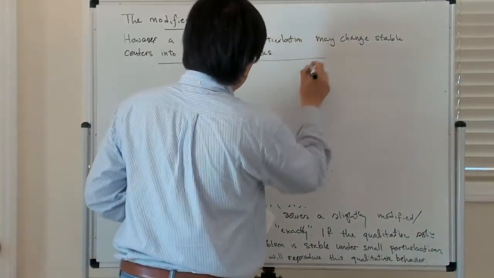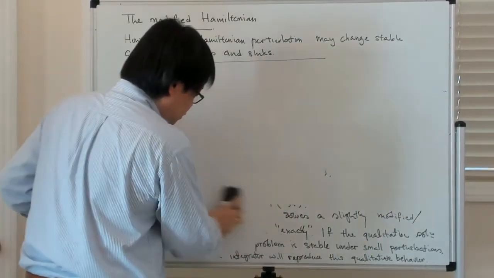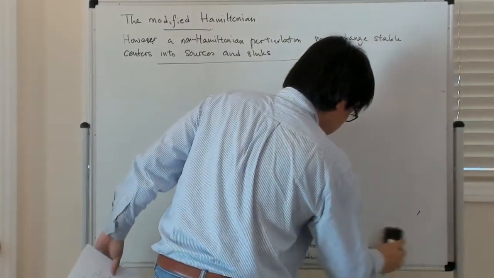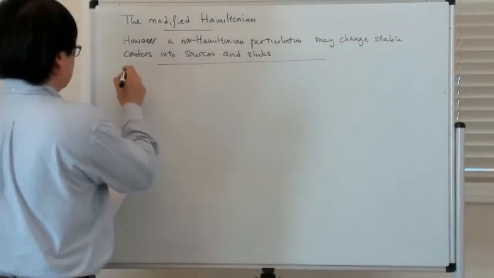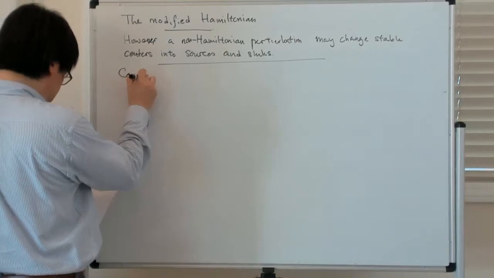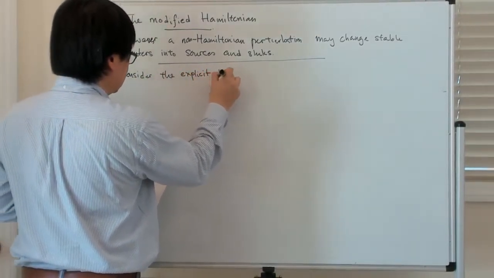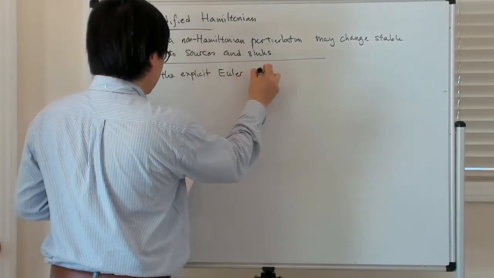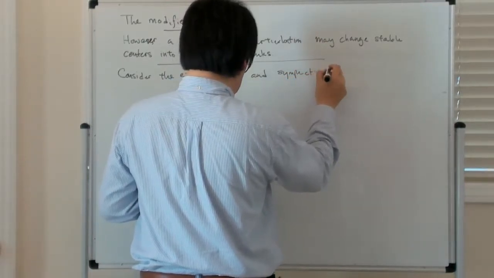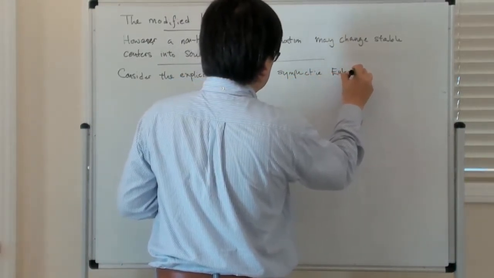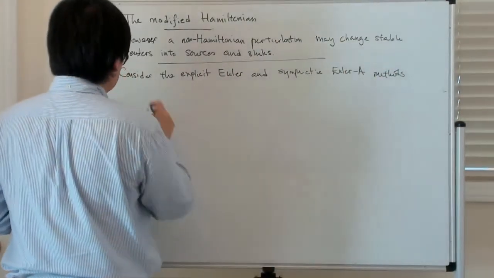All right. So anyhow, let's look at some examples of this. So let's consider the explicit Euler method and symplectic Euler, or symplectic Euler A, methods applied to Hamilton's equations.